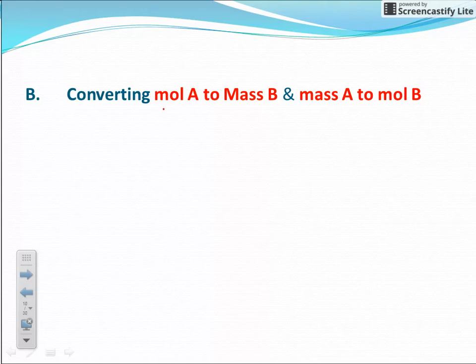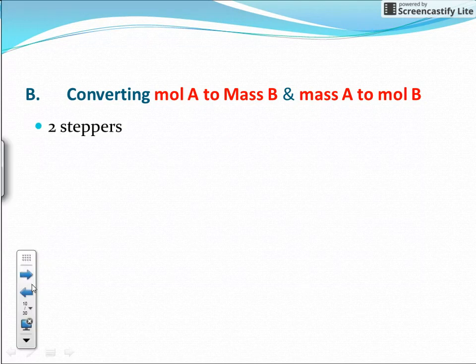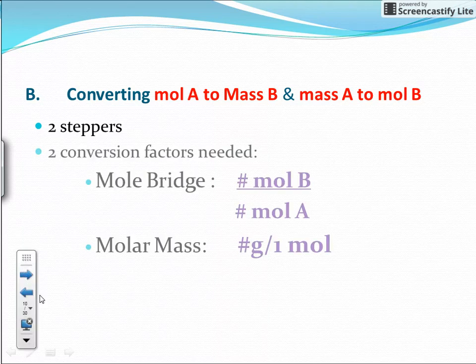Let's talk about how we would convert from moles of A to mass of B, or if we wanted to convert from mass of A to moles of B. Remember, A just represents the substance you start with, and B represents the substance that you are converting to. And the units here are mole to mass and mass to moles. This conversion will be a two-step conversion using dimensional analysis.